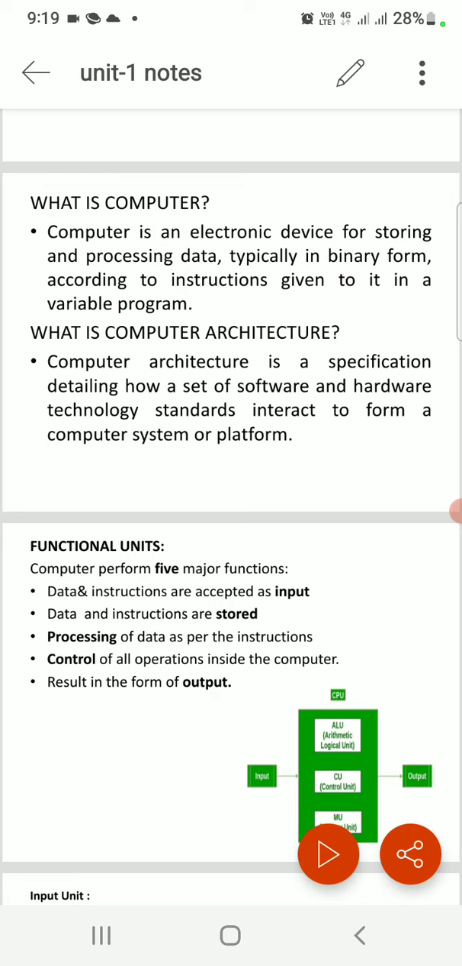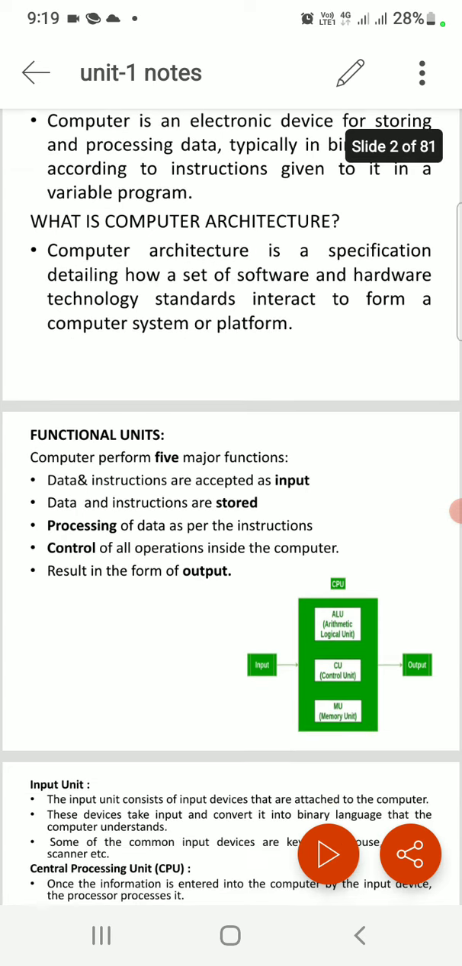The functional units. The first topic of unit 1 is the functional units. The functional unit has 5 major functions: first is the input device, second is the storage area, third is the processing area, fourth is the control, and fifth is the output area. The input means we are fetching the instruction to the CPU. The CPU contains the arithmetic and logical unit, the control unit and the memory unit. Finally it gives the output. The whole process is called the functional unit of the computer architecture.